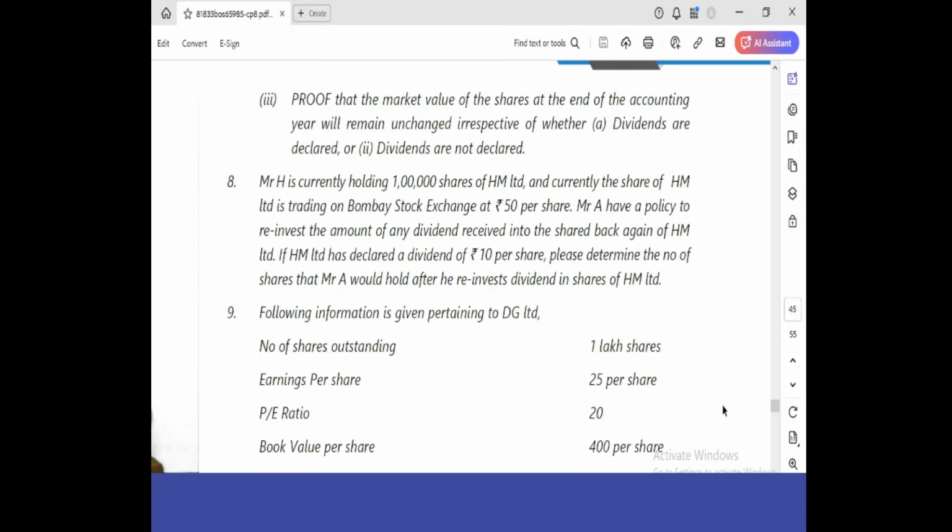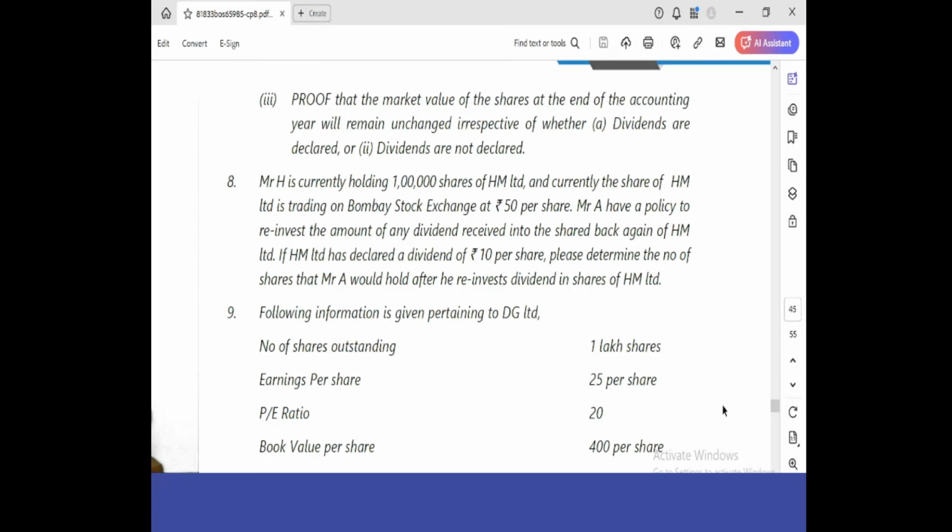Now, please remember this 50. Once the dividends are declared at the AGM, the shares will be trading on a cum dividend basis. That means rupees 50 is the cum dividend price. Because people who buy the shares know that by paying rupees 50 for the share, they'll get rupees 10 in the form of dividends, right? Therefore, the ex-dividend price, that is excluding dividends, will be 40 rupees, which is called the clean price.